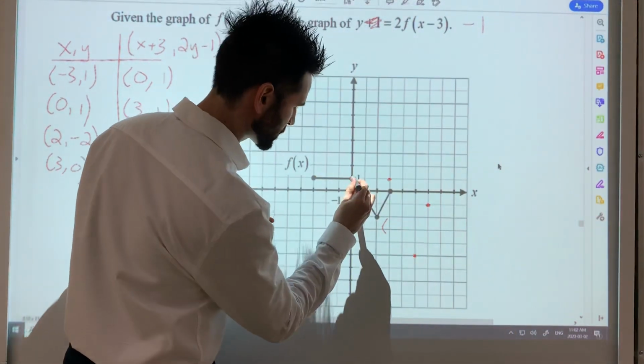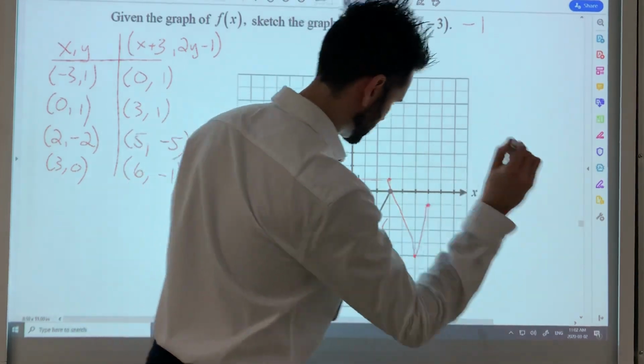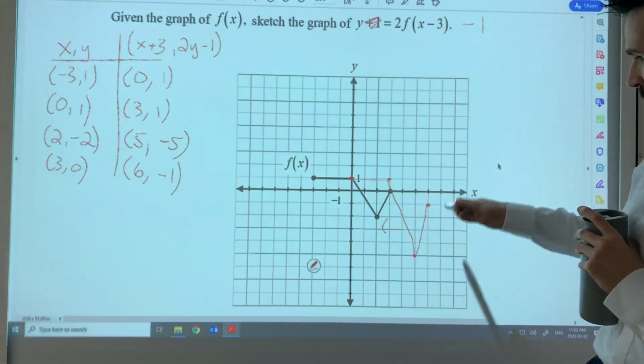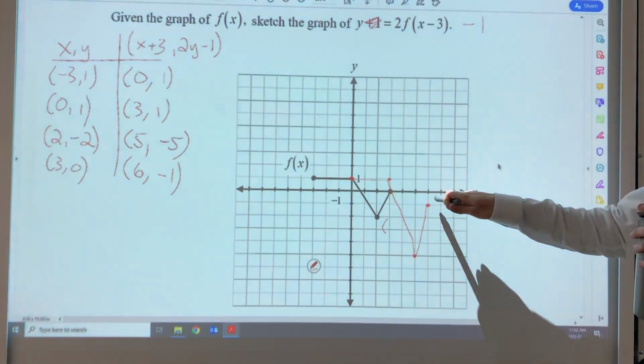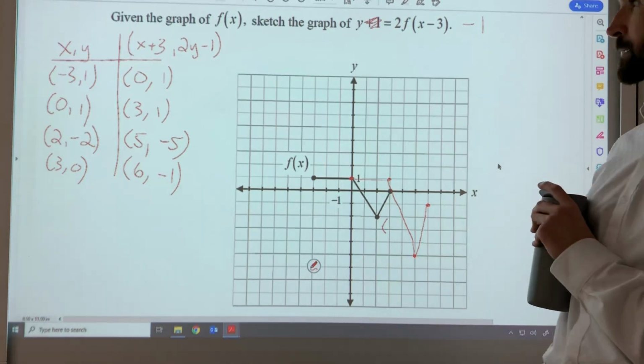So connect from left to right. Something like that. Watch if there's arrows, right? If there's dots, maintain the dots. If they had an arrow here, I would have maintained an arrow there, right? So don't mess up those things. Questions?